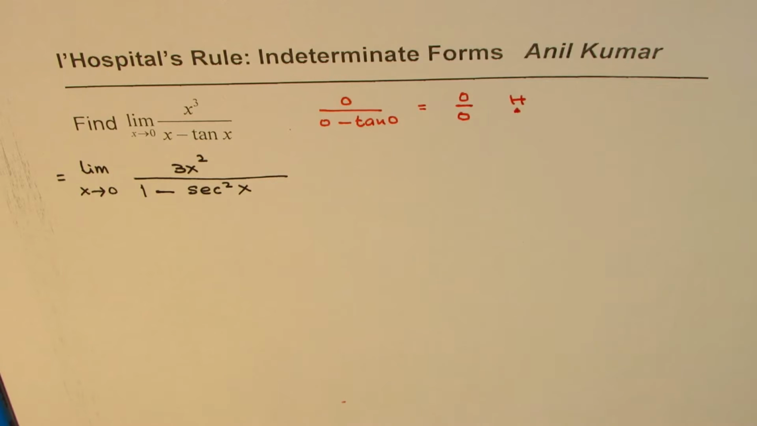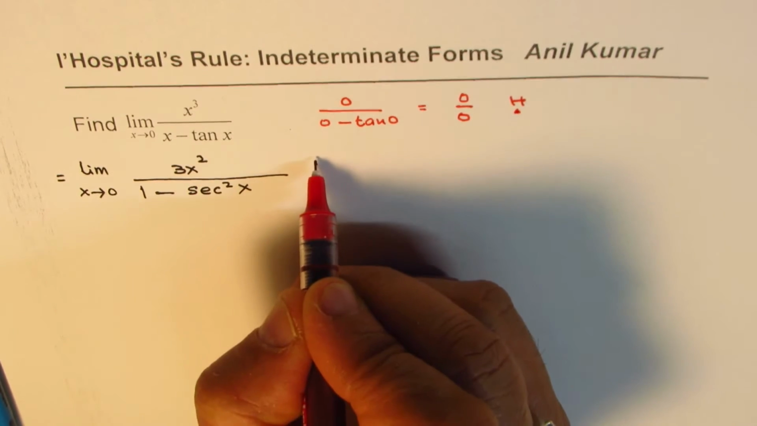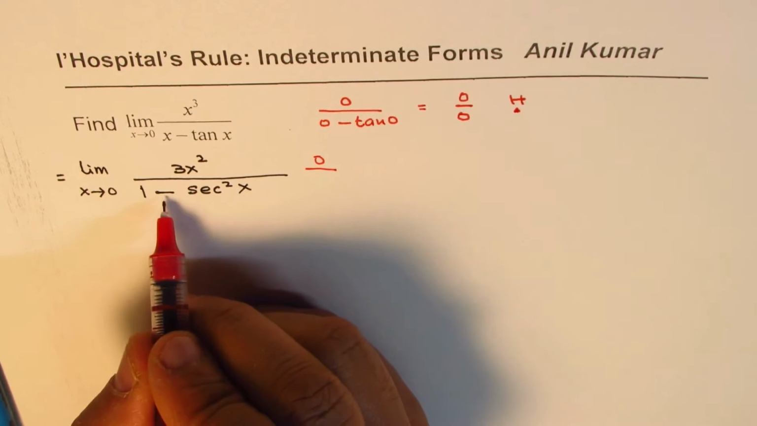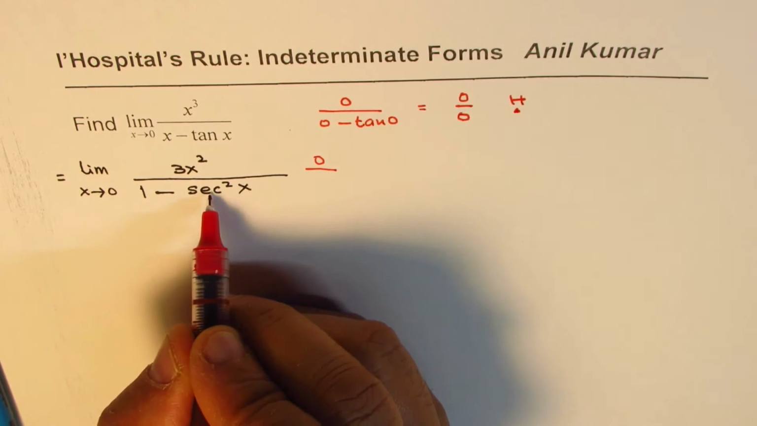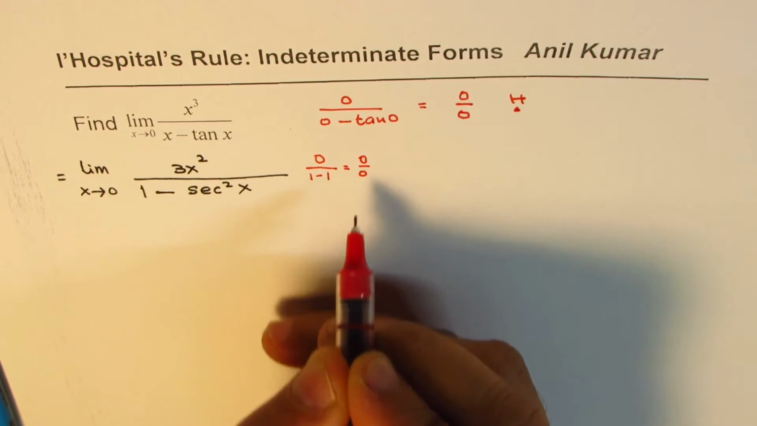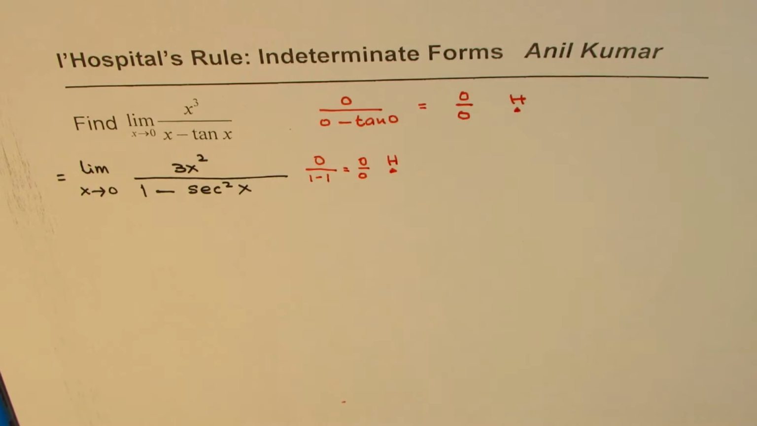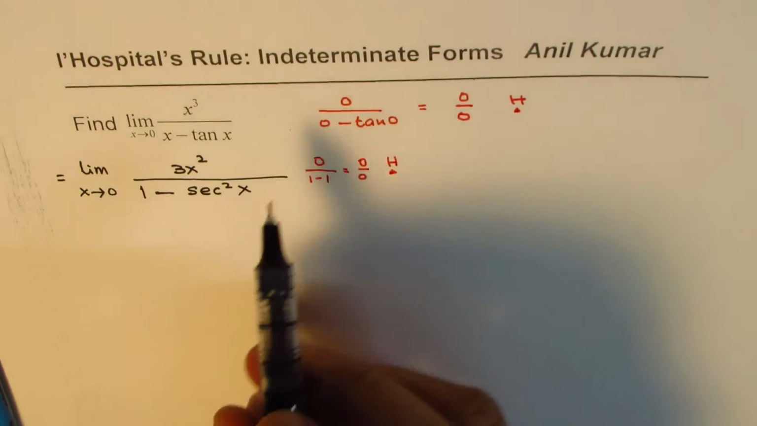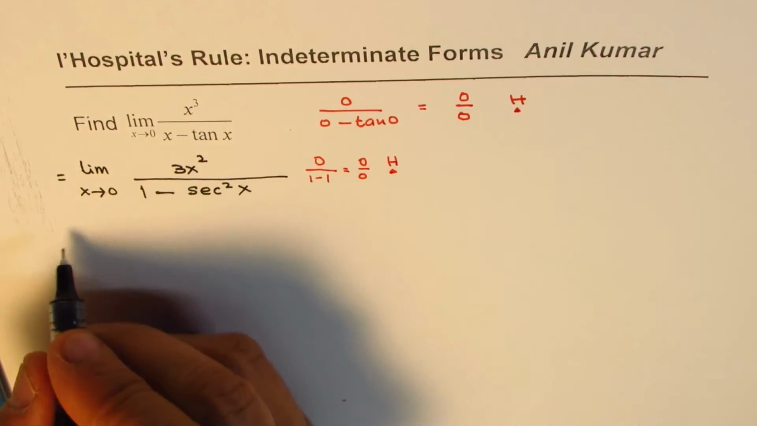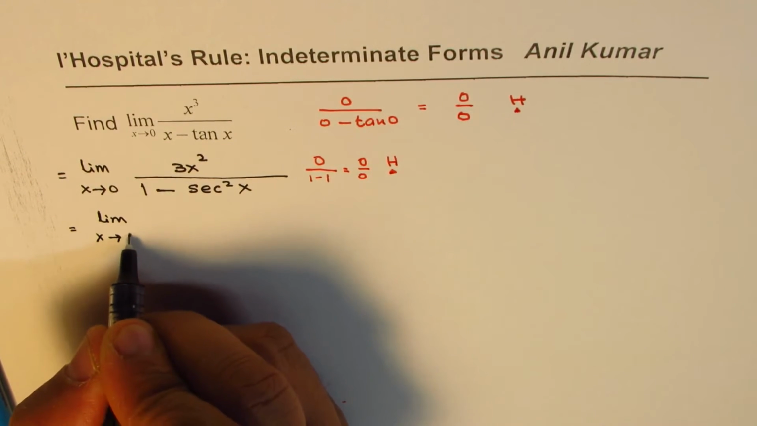Now at this stage, we have applied the rule once. Now let us see if we can apply the rule a second time also. If I substitute 0 here, I get 0 in the numerator, and 1 minus secant squared 0. Now secant 0 is 1, so 1 minus 1 is 0. So we get 0 over 0, so we can again apply the rule. It is important to understand that the rule can be applied multiple times if you land up with an indeterminate form, right? So we'll again take the derivative of both numerator and denominator and continue with our process of simplification.